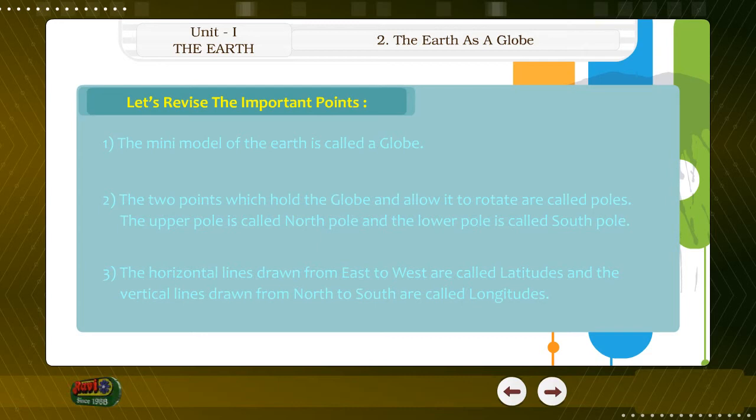3. The horizontal lines drawn from east to west are called latitudes, and the vertical lines drawn from north to south are called longitudes. 4. The globe represented on a flat surface is called a map. 5. There are four directions: east, west, north, and south.